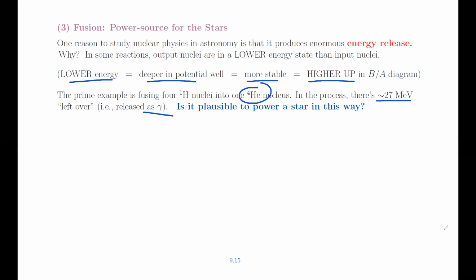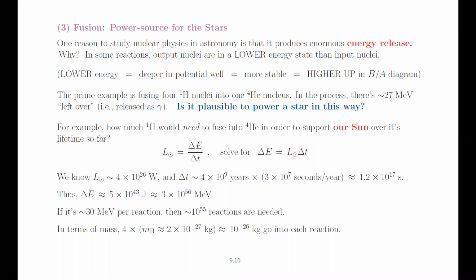So we'd like to know, can we actually produce a star that shines by doing this lots and lots of times in the core of the star? So the first thing to look at is a plausibility argument, and we can just use our own sun as an example. The question we can ask is, how much hydrogen would need to fuse into helium in order to produce the energy released by the sun over its lifetime so far? Again, now we know a lot about what the sun is going to do in the future, but let's just say we don't know that, and all we know is the age of the sun, about 4 billion years.